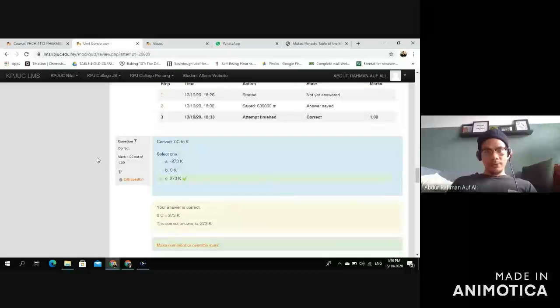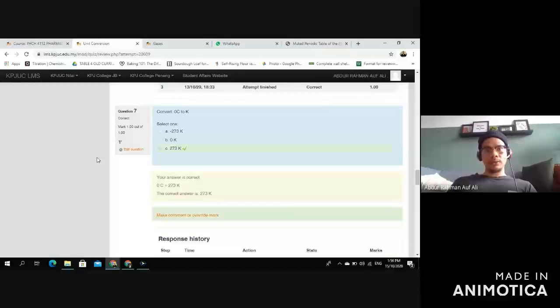Next question, question number 7. Convert 0 degrees Celsius to Kelvin. This is probably new to you because most of you are not from the science stream when you were taking your SPM. So remember, when you want to convert Celsius to Kelvin, 0 degrees Celsius equals 273 Kelvin. So if you have 0 degrees Celsius, you take 0 and you plus 273 Kelvin. So the answer is 273 Kelvin.